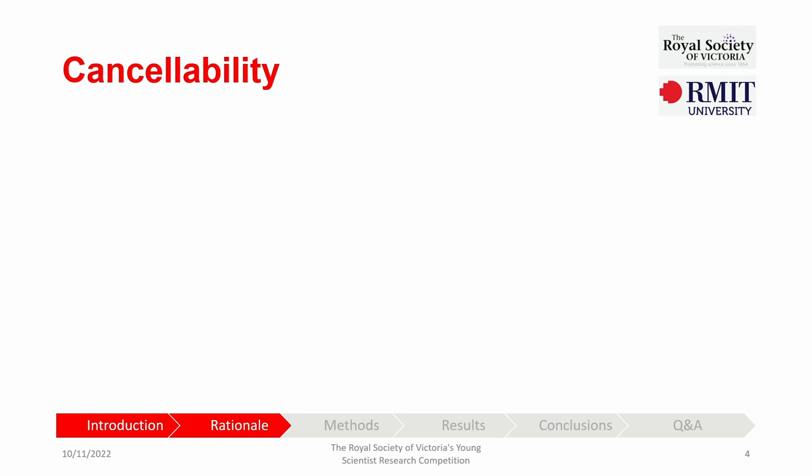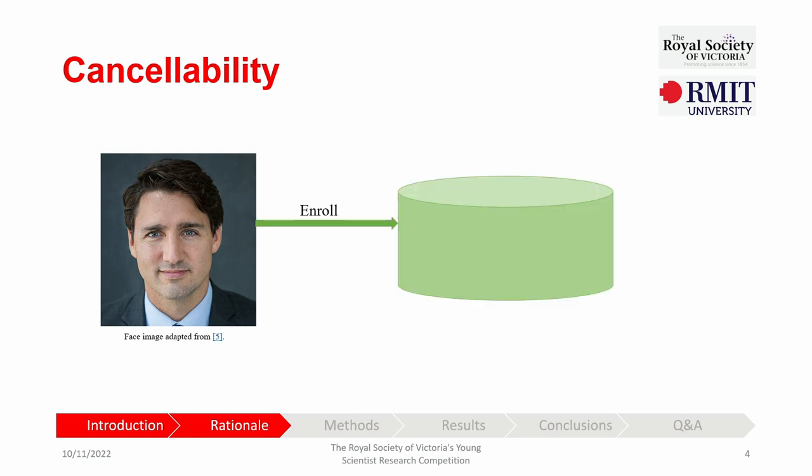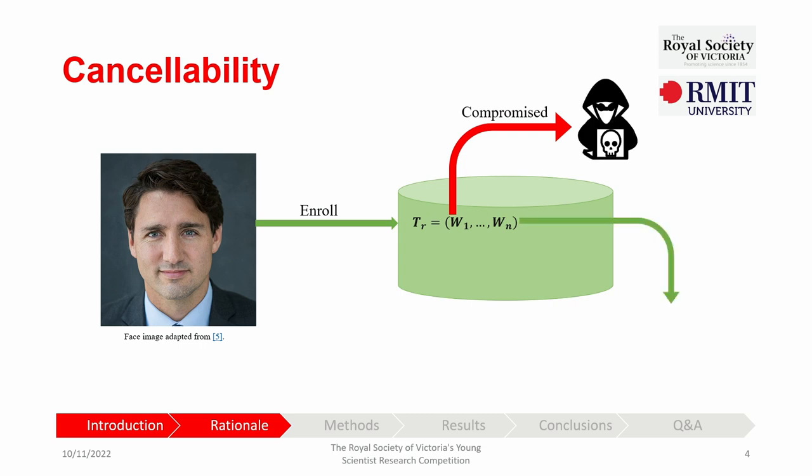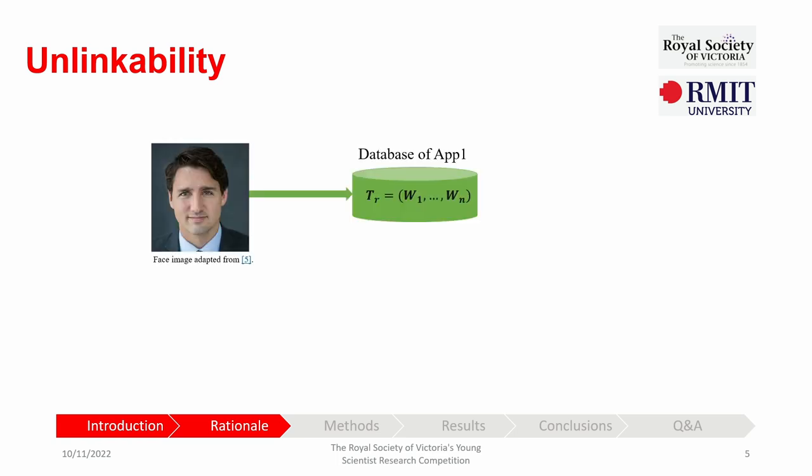The second property is cancellability of the template. Again, consider a face recognition system. The user is enrolled and a template is stored. In case this template is compromised, we should be able to cancel this template and re-enroll the user using a new template. The last property is unlinkability of templates.